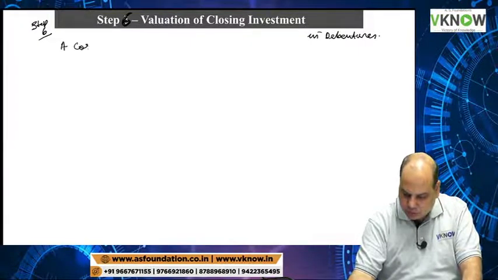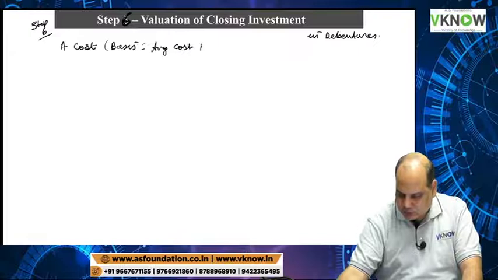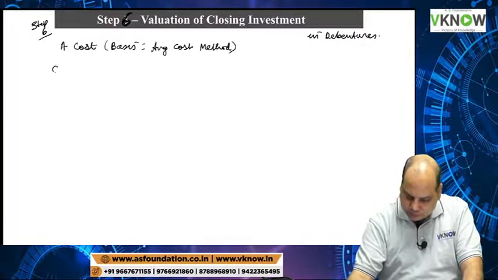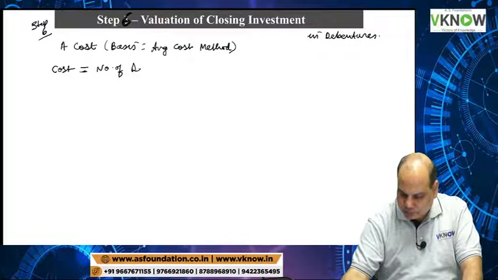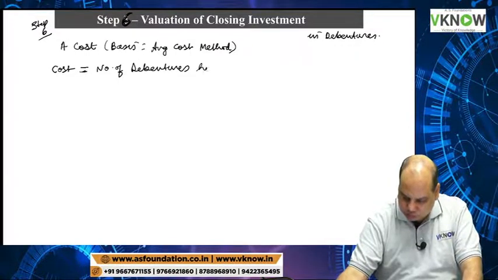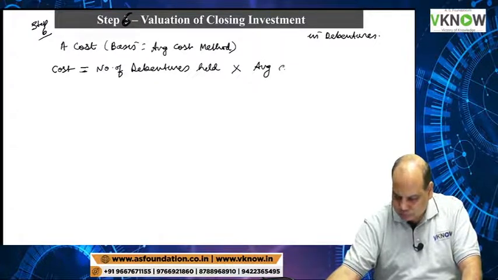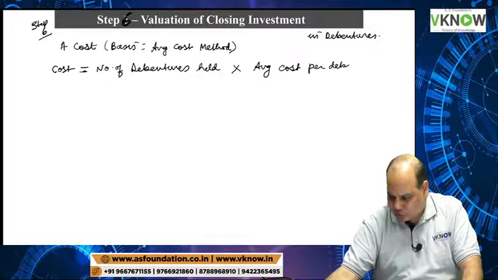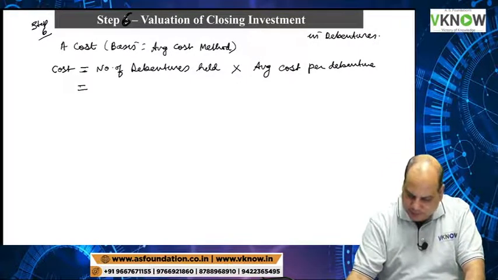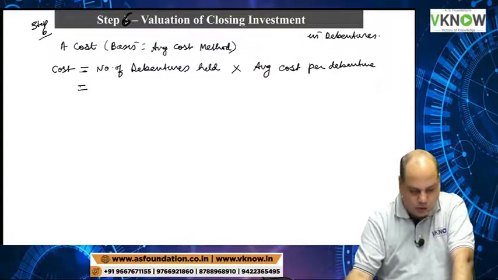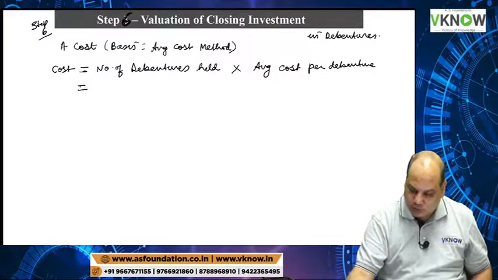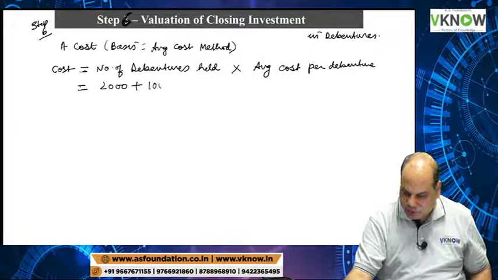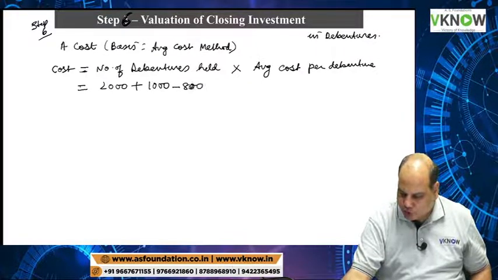First write down A, cost. The basis is average cost method. So cost is equal to number of debentures held into average cost per debenture. Number of debentures held will be, initially you have purchased 2000 plus you purchased 1000 minus you sold 800 and minus 550 got converted.